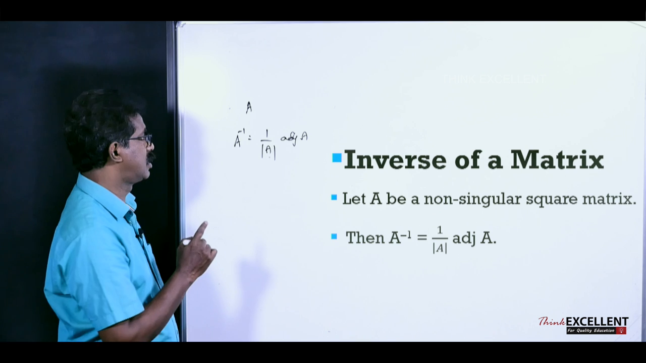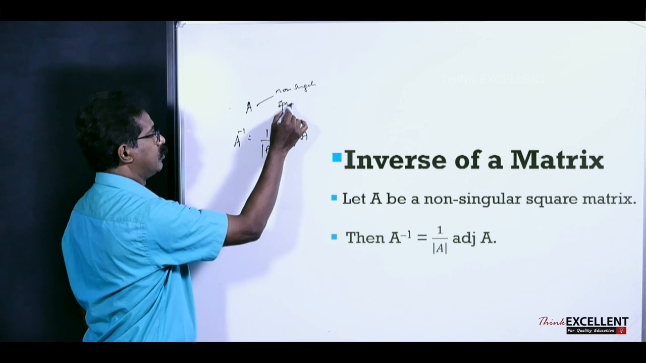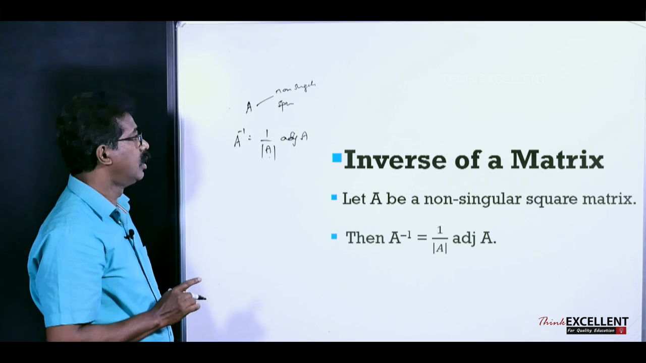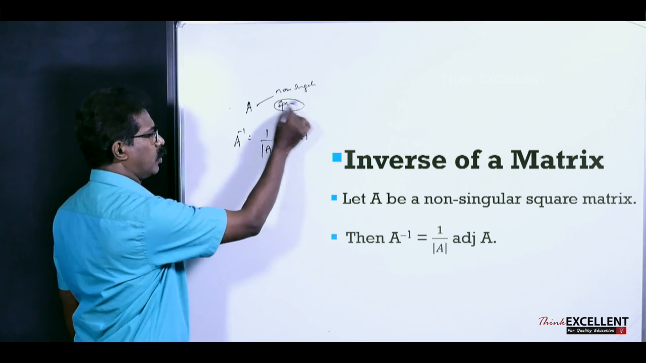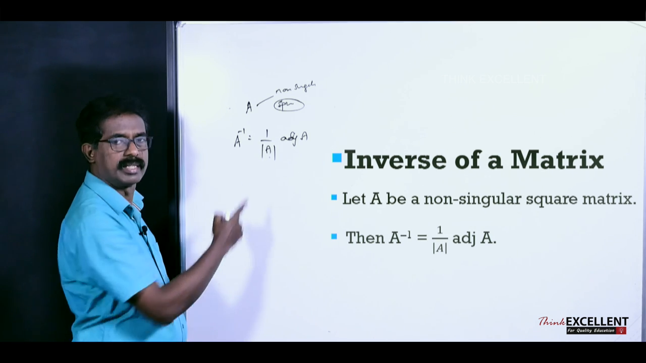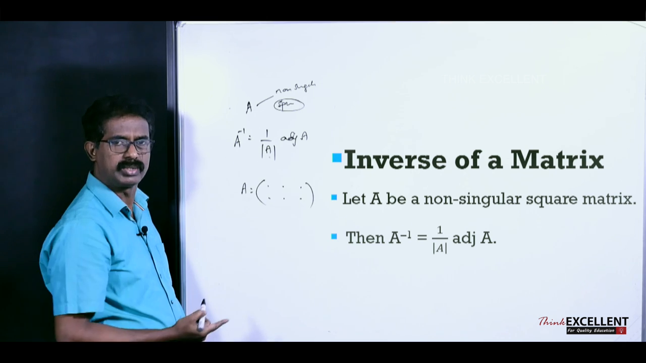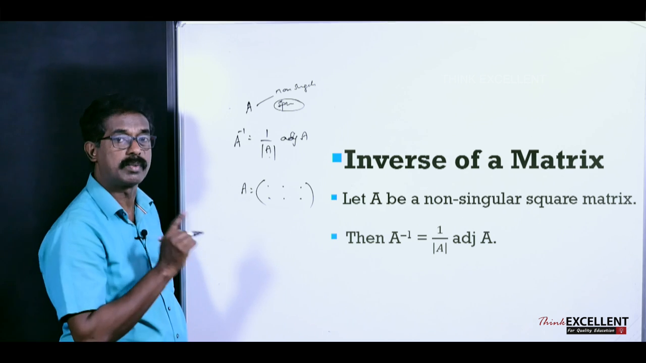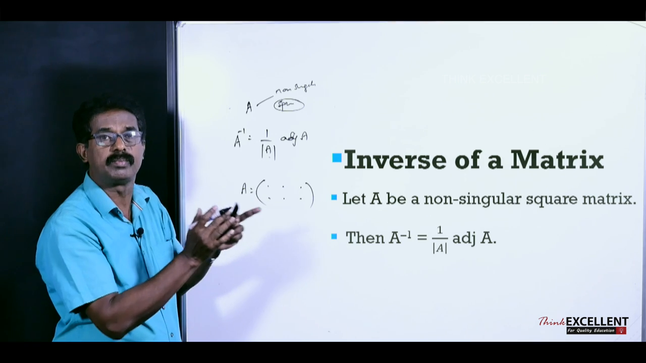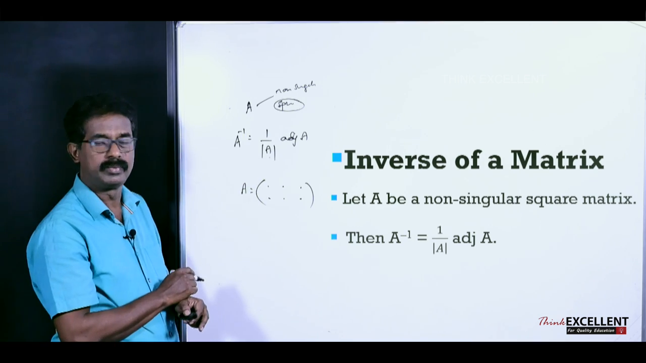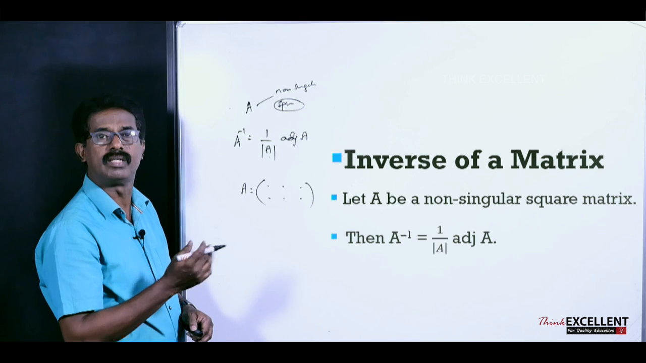Now, can you guess why I said A must be non-singular and also a square matrix? The two conditions must be there. Only if both conditions are satisfied does the inverse exist. The reason it must be a square matrix: only for a square matrix can you find the determinant. A matrix can be of any order, but have you seen a determinant like that? No, a determinant must always be square. To find A inverse, we want determinant A, so the matrix must be square. Suppose they give a matrix like this and ask to find A inverse: you cannot, because it is not a square matrix. So you say inverse does not exist.